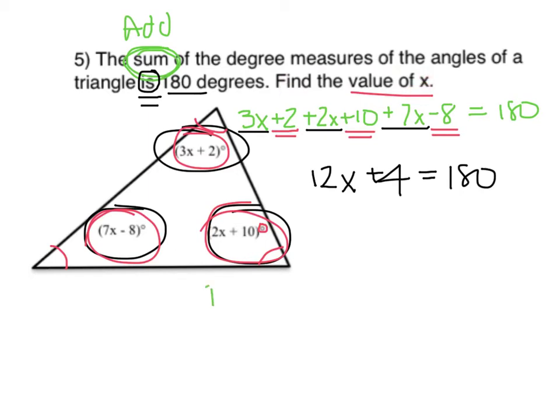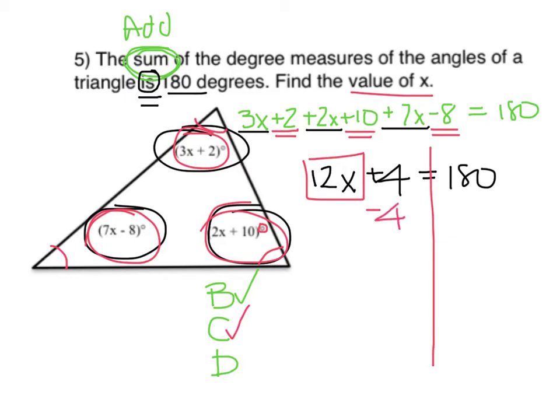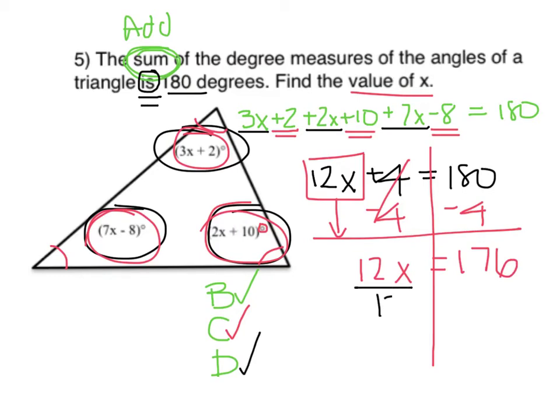I'm going to write three letters to help me out here: B, C, D. First thing I need to do is box my variable, which is the 12x. Second, I need to cancel what's beside it by doing the opposite, so let's subtract 4. So I get 12x equals 176. My last step, D for divide, and divide everything by 12. And let's see what we get.